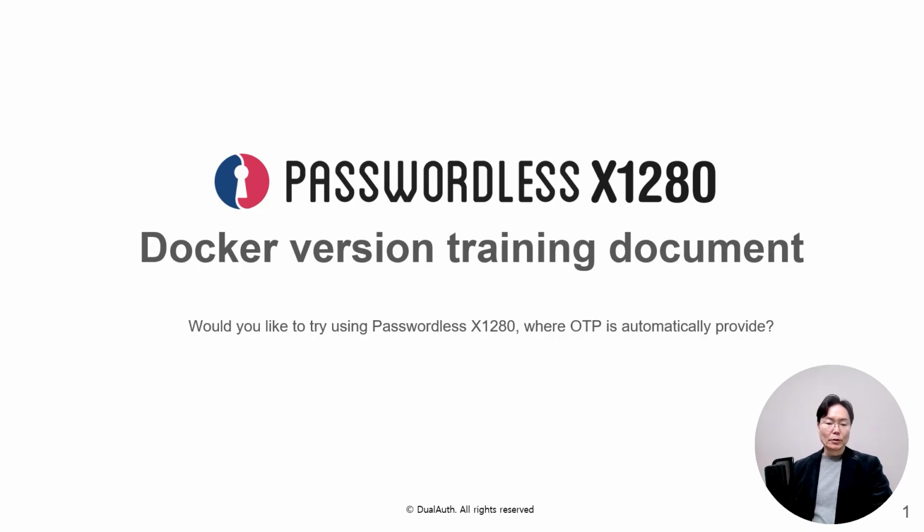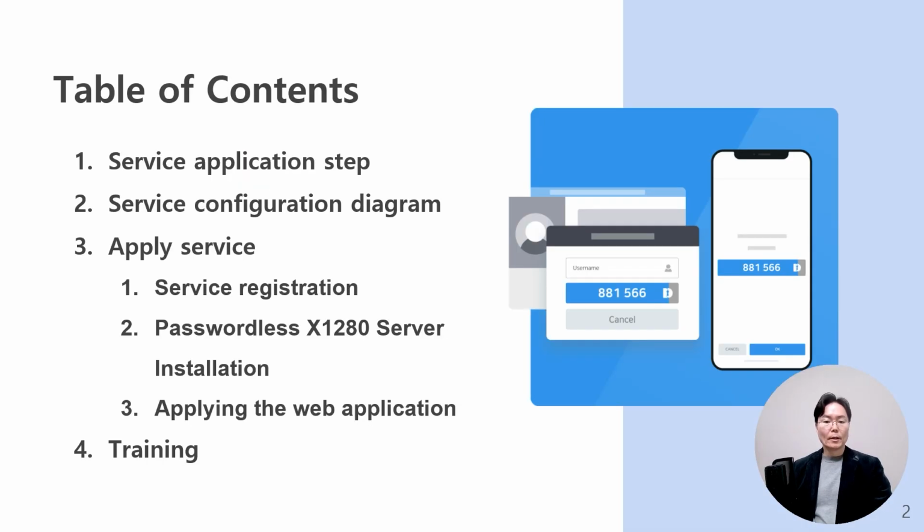In this video, I will explain how to apply the Passwordless X1280 service to a web application. Let me explain the overall table of contents. First, I will describe the sequence of steps for applying the service, followed by an easy-to-understand explanation of the overall service structure using diagrams. Additionally, I will demonstrate the service application step by step, following the sequence. Lastly, the practical training process will be explained in detail through a separate video.